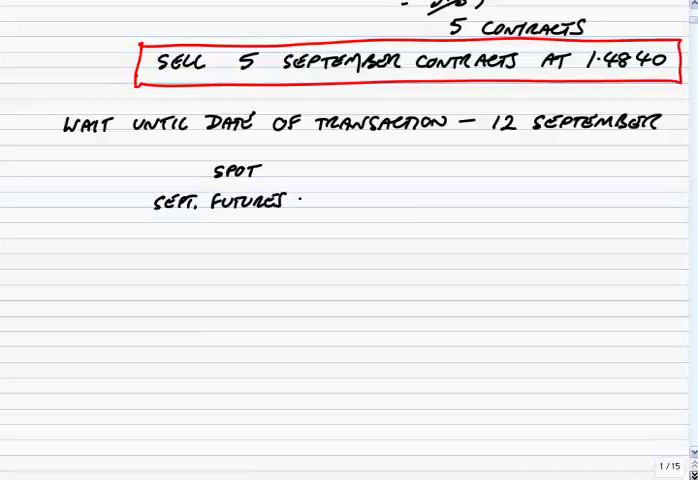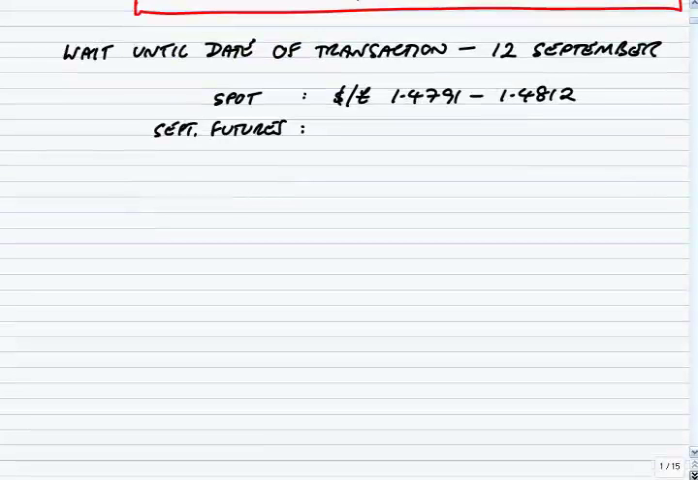Well, the spot rate we've been given. It's 1.4791 to 1.4812. The problem, though, this time is we're not given the September futures price. If you are, you use this figure clearly. We're not given it, we're going to need it. And so we'll have to estimate it as we did in example 10. So let's estimate what that futures price is going to be. And I'll do it as a table as I did before.